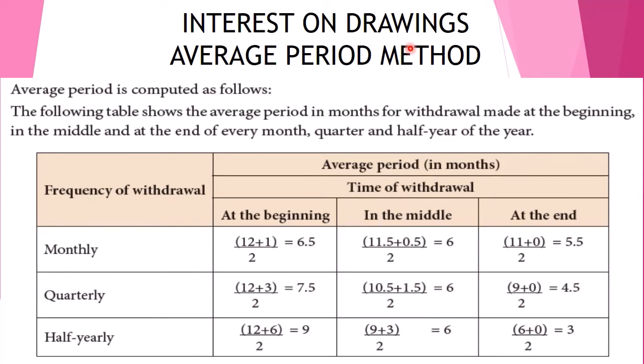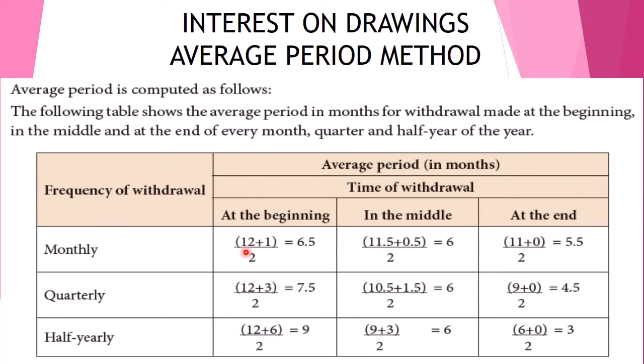Interest on drawings using the average period method. First let's see this tabular column. The average period is computed as follows. The following table shows the average period in months for withdrawals made at the beginning, in the middle and at the end of every month, quarter and half year of the year. Here they have made a calculation and given it to us. Let's see how they have calculated the average period.